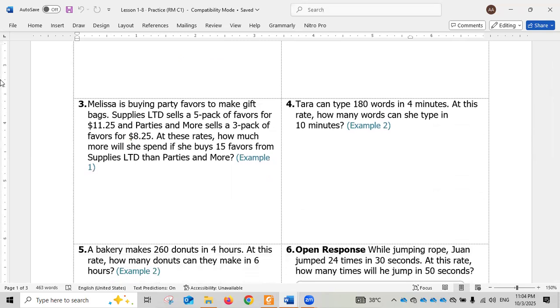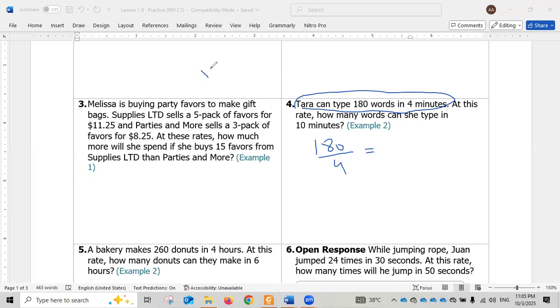Tara can type 180 words in 4 minutes. At this rate, how many words can she type in the next 10 minutes? So first we will just solve one part of the question, that is 180 words in 4 minutes. I will try to find how many words she can type in 1 minute. So for this one, I will divide 180 by 4.